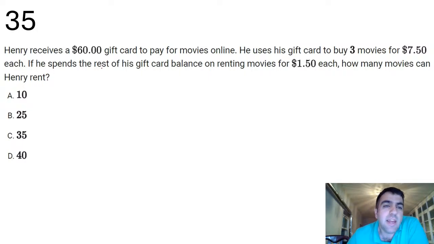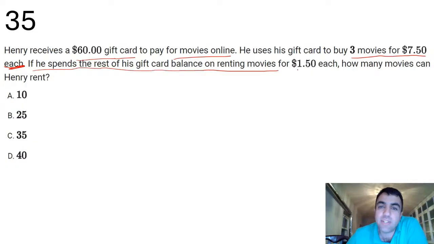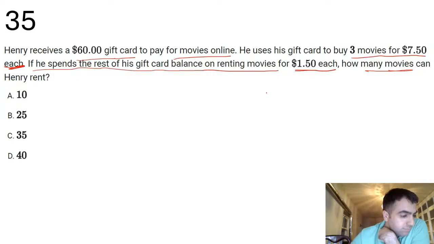Henry receives a $60 gift card to pay for movies online. He uses his gift card to buy 3 movies for $7.5 each. If he spends the rest of his gift card balance on renting movies for $1.5 each, how many movies can Henry rent? Fear says it is D. No, Fear, it is not D.